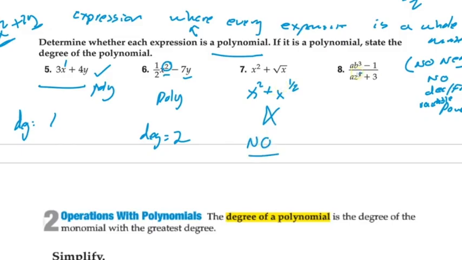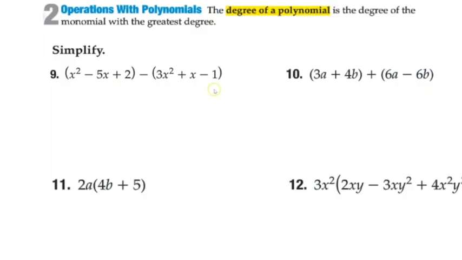And the next one, look right here. These are on the bottom. And being on the bottom means they're negative powers. Not a polynomial. Now let's simplify some polynomials. It's pretty straightforward. And then we're going to need the highest degree of each. For this first one, let's distribute this negative. We're going to get x squared minus 5x plus 2 minus 3x squared minus x plus 1.